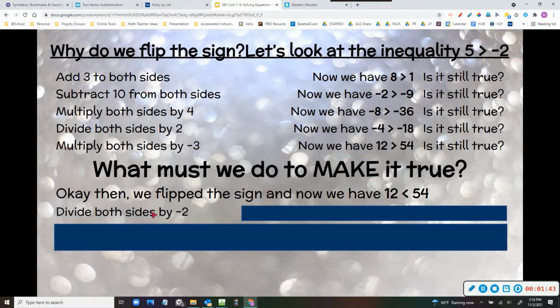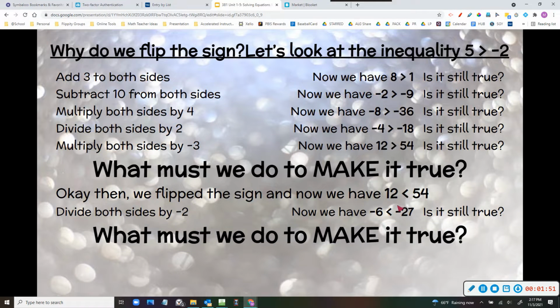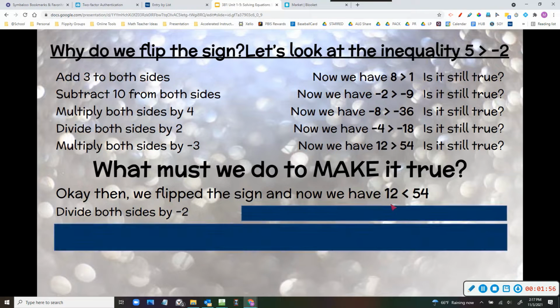Now, likewise, if I divide both sides by negative 2, I have negative 6 less than negative 27. That's also not true, so to make it true, I have to flip the inequality sign. This is why we have to flip the inequality sign, because as soon as we multiply or divide by a negative, it stops being true. And in order to make it true, I have to flip the sign. It's just the way the numbers work. Okay?